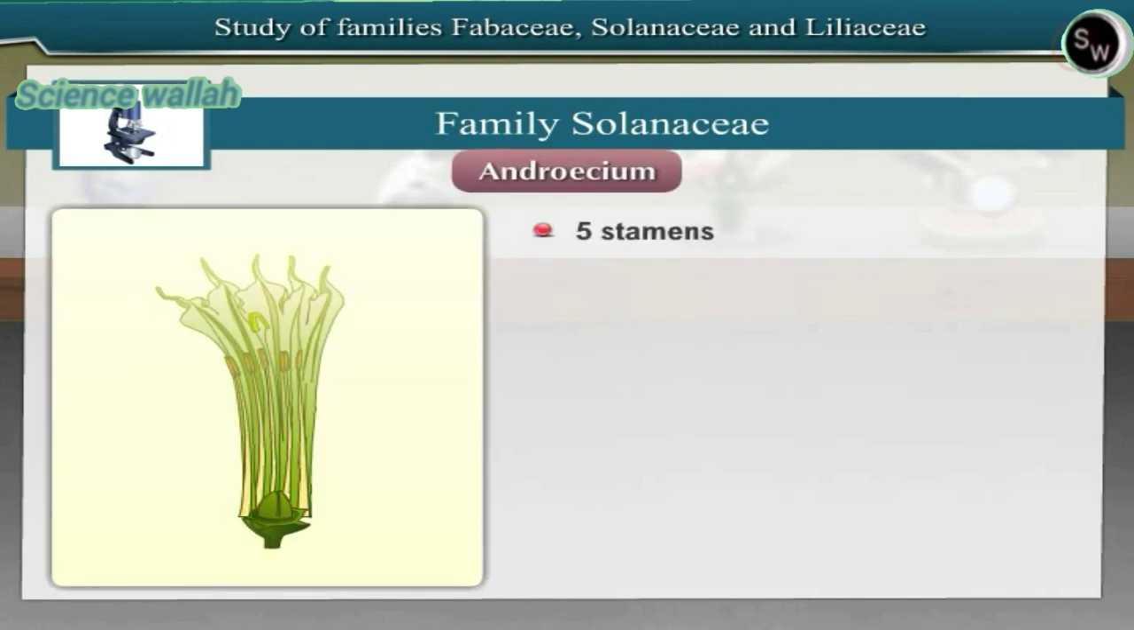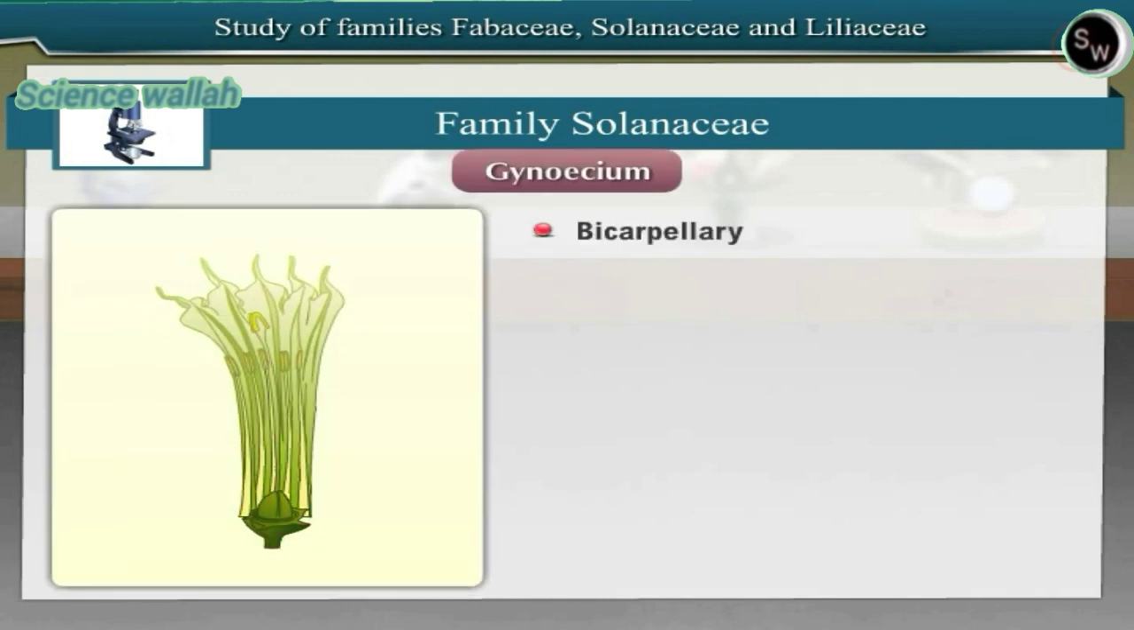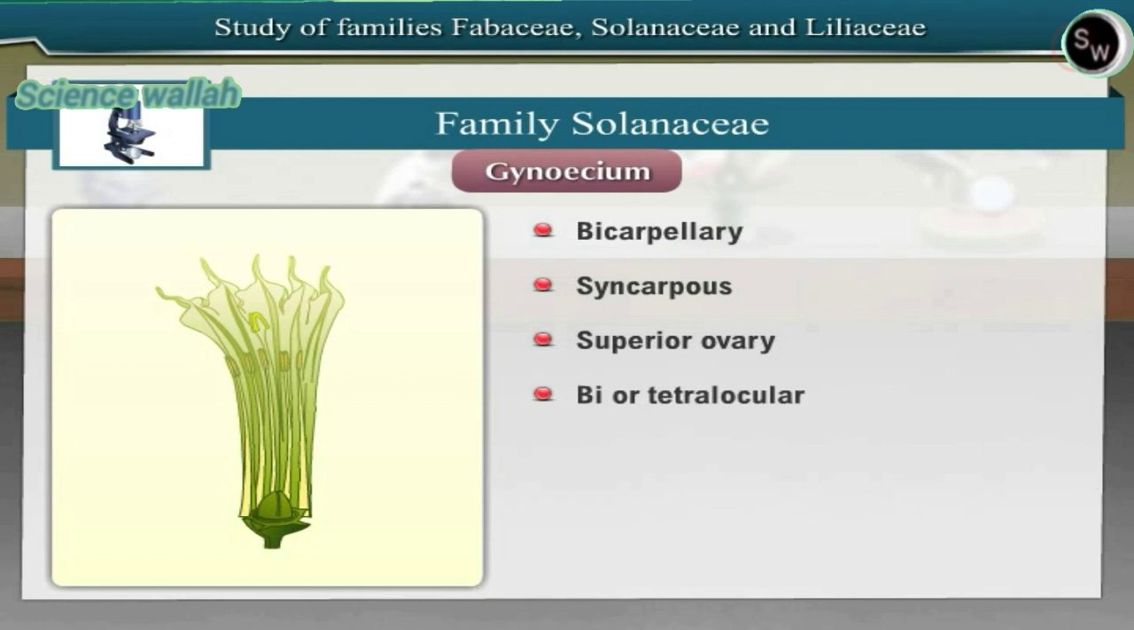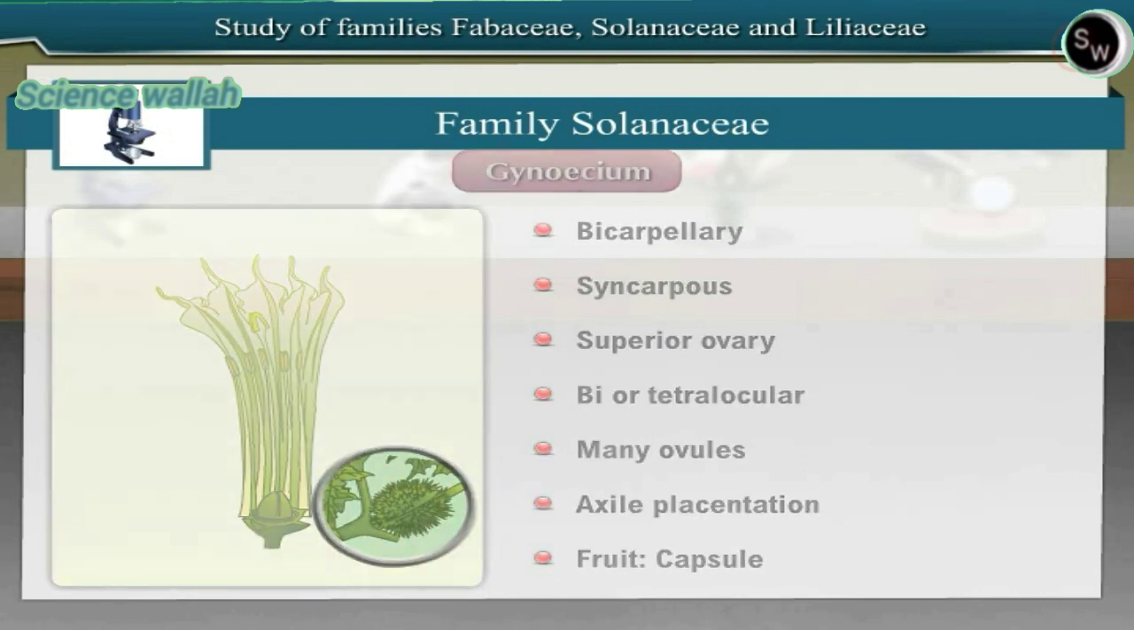Androecium is made up of 5 stamens. They are described as epipetalous, that is, they are attached to petals. Gynoecium consists of bicarpellary syncarpous ovary. Ovary is superior, bi or tetralocular with many ovules in each locule. The ovules are arranged in an axile placentation. Fruit of Solanaceae is a capsule.